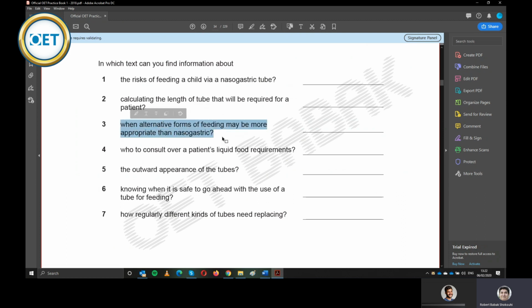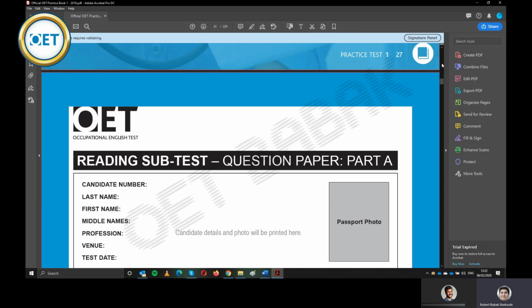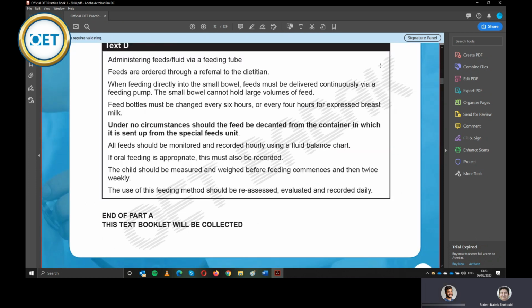Did we see that anywhere? Other forms of feeding? Yes. Where was it? I think it was D. D. Okay, I think.